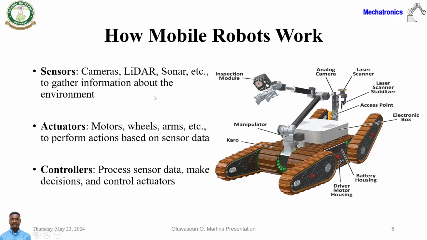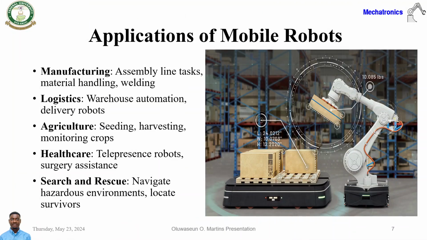So how do they work? They require sensors such as cameras, lidar, sonars to detect their environment and gather information about their environment. Then they have actuators, motors, wheels, arms, etc. to perform actions based on what their sensors present to the controller. And what the controller does is to process the sensor data and make decisions based on the pre-programmed information in the controller and control the actuators accordingly. So that is how mobile robots work practically.